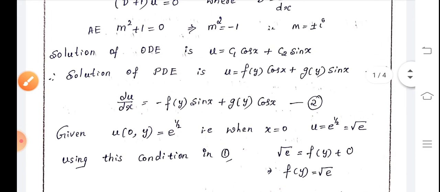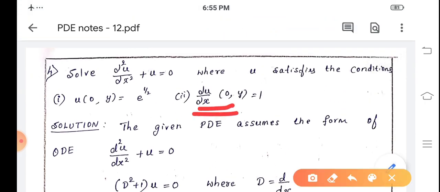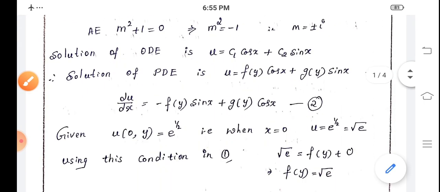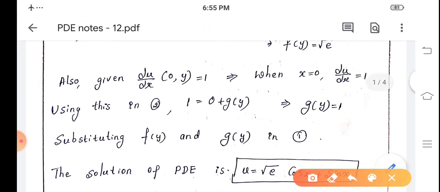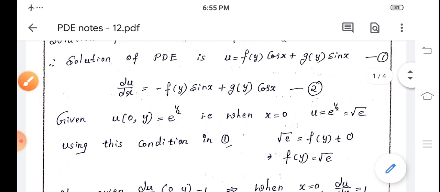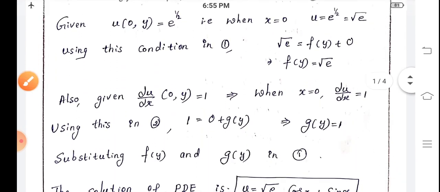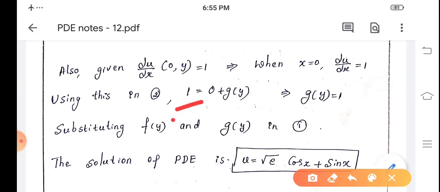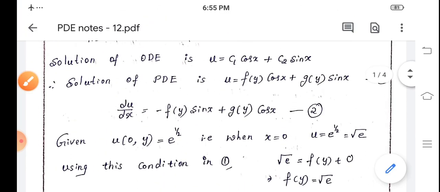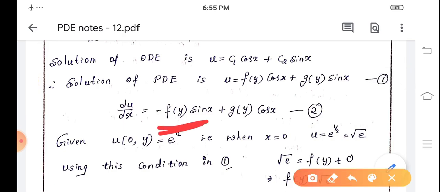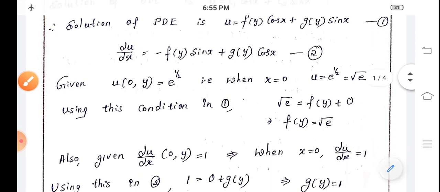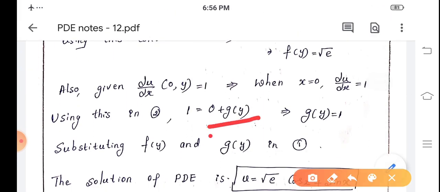Similarly, we have one more condition. It is for ∂u/∂x. ∂u/∂x(0, y) = 1. That means when x equal to 0, ∂u/∂x is 1. So using this condition in equation 2, we write ∂u/∂x, that is equal to 1, equal to, on the right hand side we put x = 0. So when we put x = 0 here, this will be 0, and the second term becomes g(y) into cos 0, which is 1. So it is 0 plus g(y). That gives g(y) = 1. So f(y) is root e and g(y) is equal to 1.